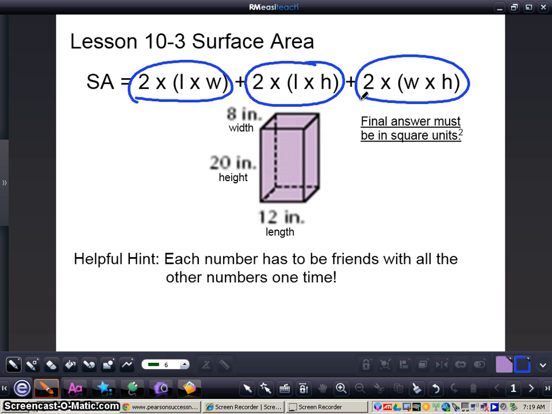Now, it's important to remember all the numbers that are being multiplied and added. We'll have our prisms labeled just like this. So they won't be too difficult unless we're looking at a cube, and we know with a cube the length, width, and height are all the exact same. A helpful hint that you can take with you after this video is to remember that each number has to be friends with all the other numbers one time and one time only. So don't be too concerned about what is the length, what is the width, what is the height. Just remember that all the numbers need to be multiplied by each other one time within this formula, and you'll be okay.